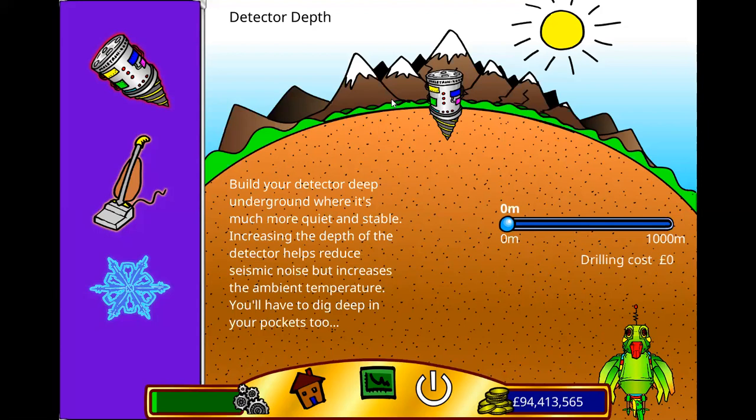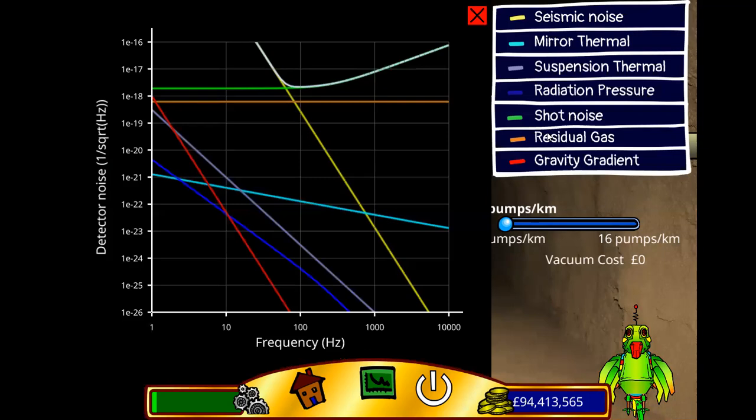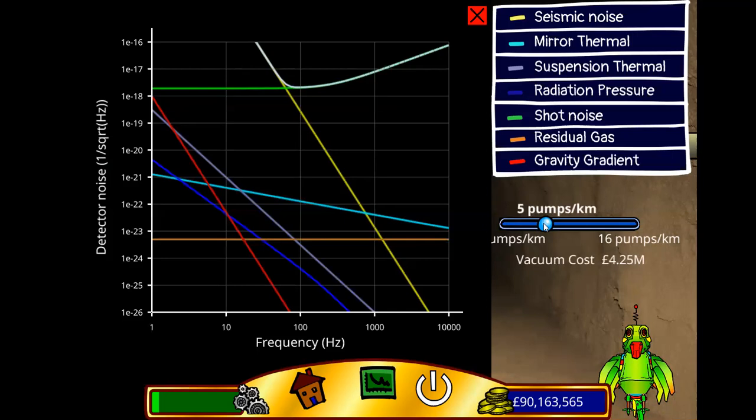So the second part is the vacuum. Why do we need a vacuum? We need a vacuum because the light that travels to and fro the mirrors in the gravitational wave detector should not be perturbed by molecules of air around, because that would destroy our timing, and from that it would destroy our detection potential. I will start with that. You see that the metric that we have here is how many pumps per kilometer we have. You will also see that the residual gas is one of the important aspects here. So if I start increasing the pumps per kilometer, you see that the orange one drops. Do you see that? Yes. I will leave it here for now.